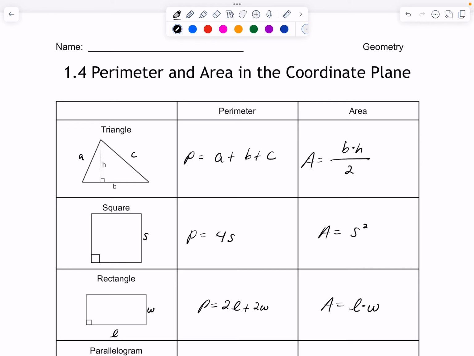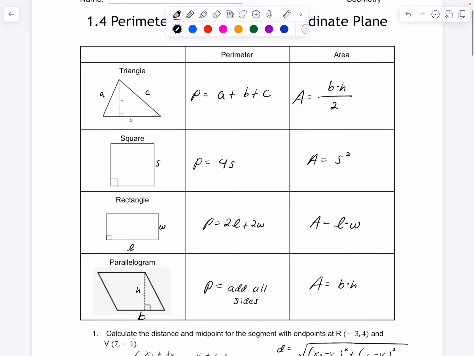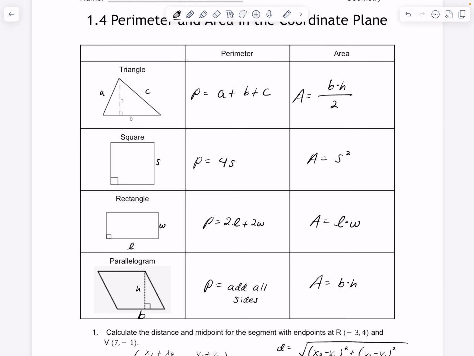In this video, I'm going to go over a few examples from the notes from 1.4 on perimeter and area in the coordinate plane. So I went ahead and filled in all of the perimeter and area formulas, which I'm hopeful that you will have remembered from your days in middle school. But if you forgot or need a refresher, here they are.